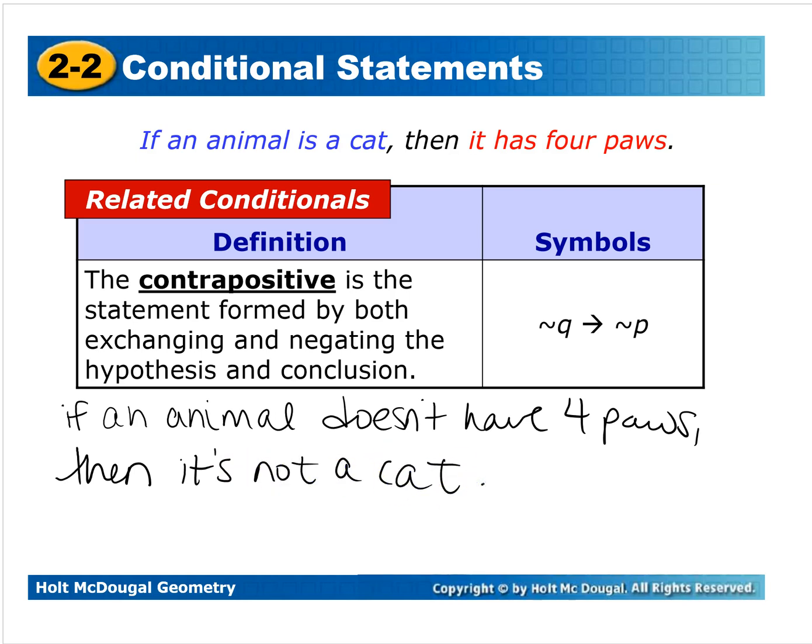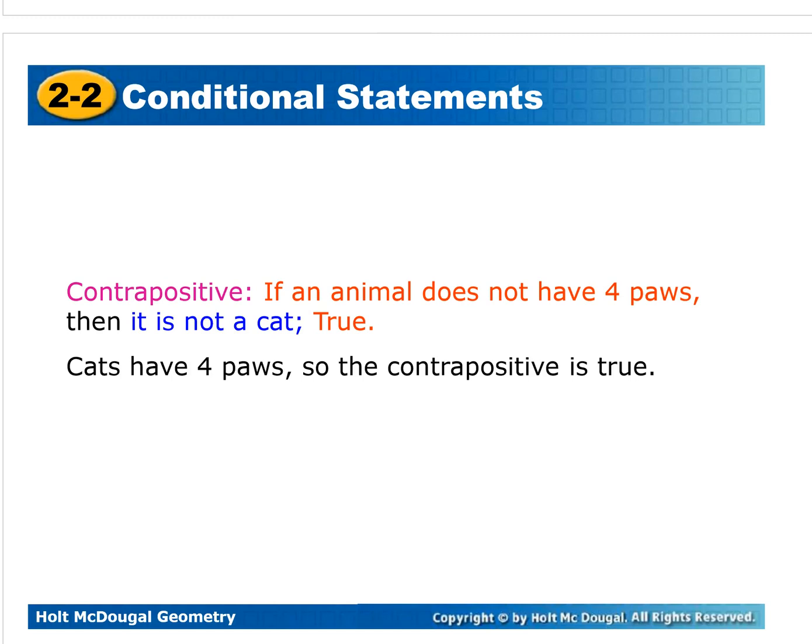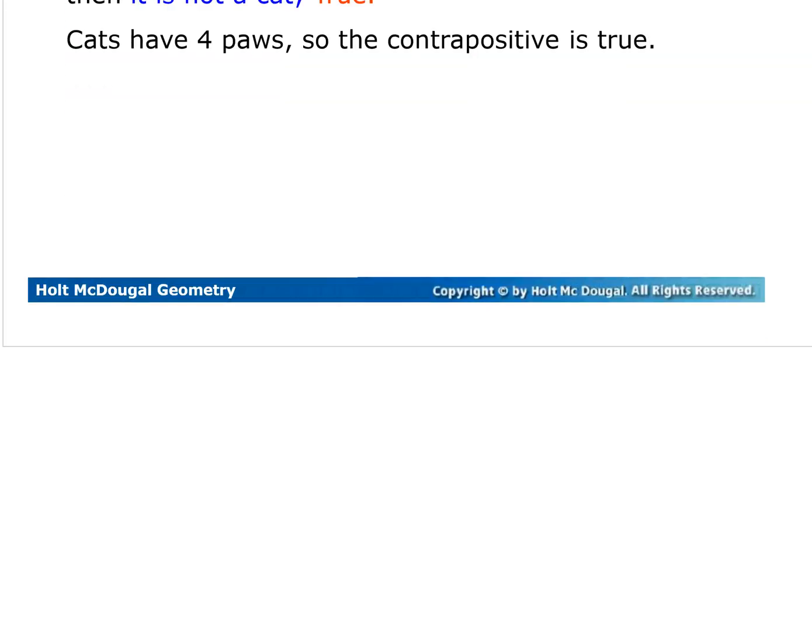So is that true? So if an animal doesn't have 4 paws, so imagine an animal that doesn't have 4 paws. It's not a cat, right? So that would be true. That's true. Cats have to have 4 paws. So if the animal doesn't have 4 paws, of course it's not going to be a cat. If it was a cat, that would be a strange cat. Okay, and that's all of them. Good job.